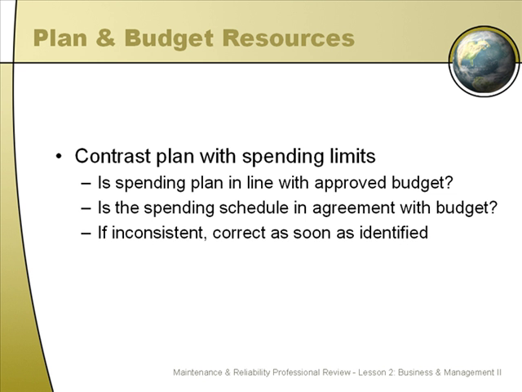Contrast the plan with spending limits. Obviously there has to be some control, so the plan can't just be what you want, but what you can afford to do. First, is the spending plan in line with the approved budget? If you built a budget, you have to live by the budget. That's one of the key elements in doing good reliability maintenance.